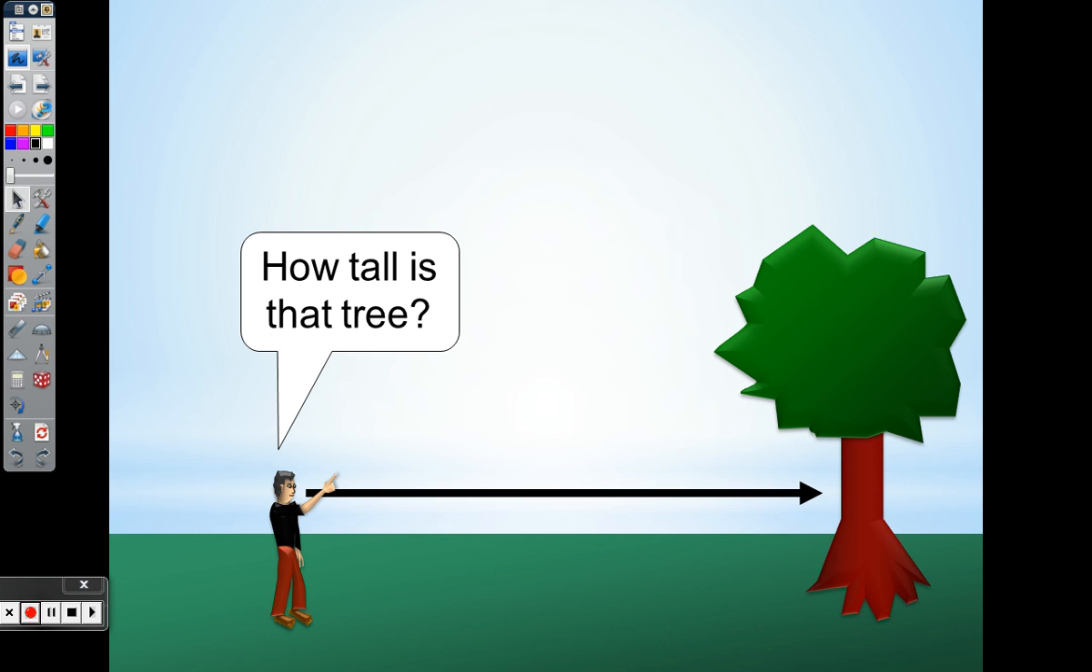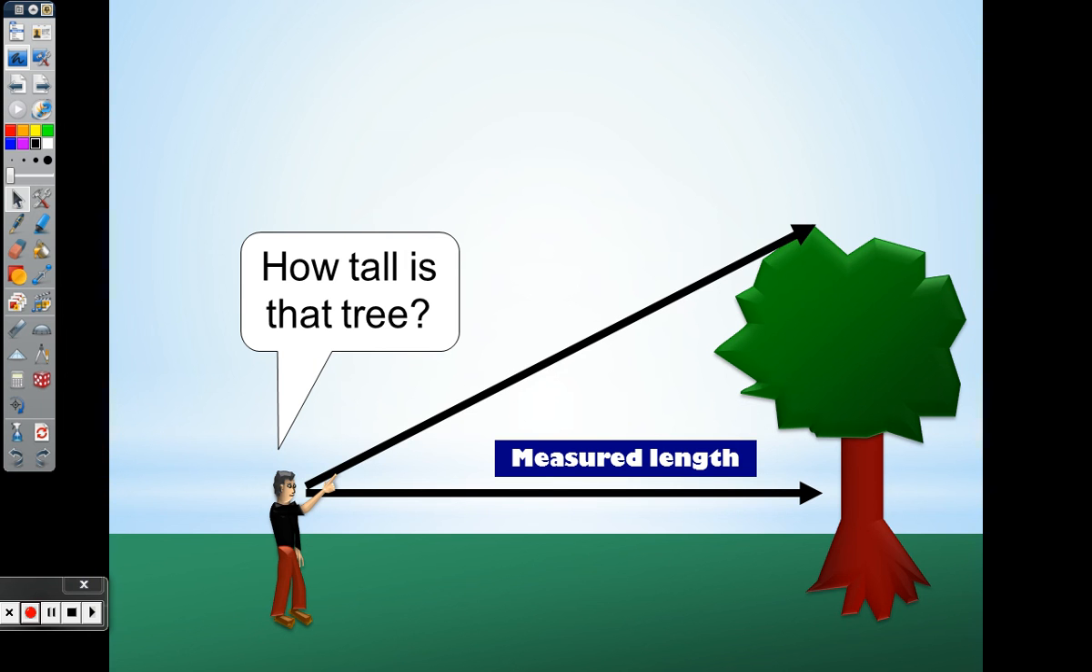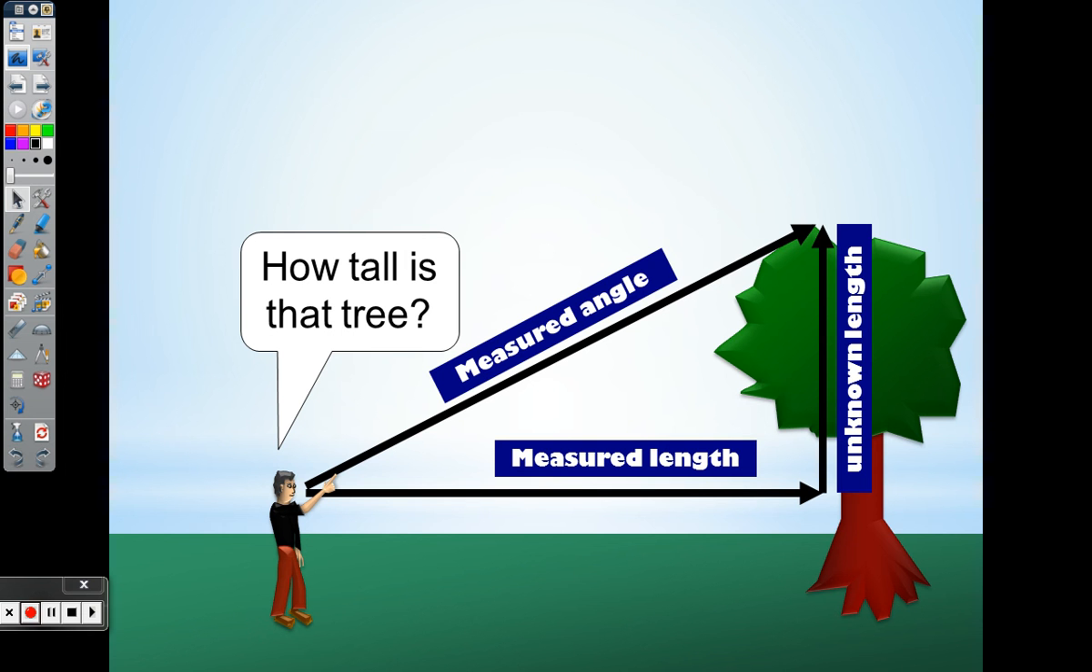Close. We're looking for the height. The distance that you're away from it, and the angle. That's right. So if we know the measured length, basically the distance from the object, and if we know the angle to the top of the tree, then we can calculate the height.